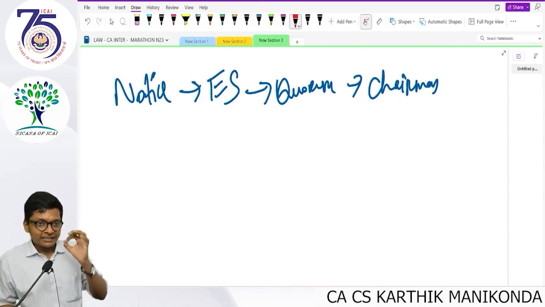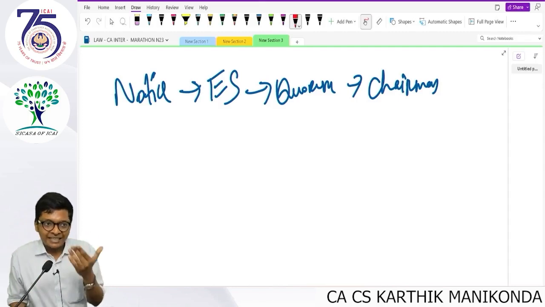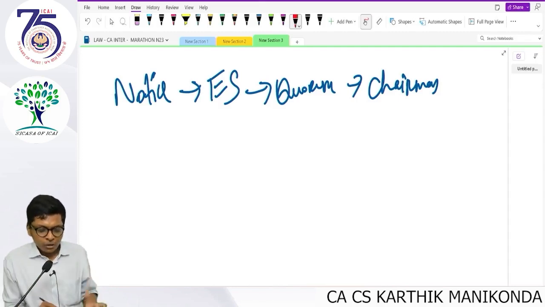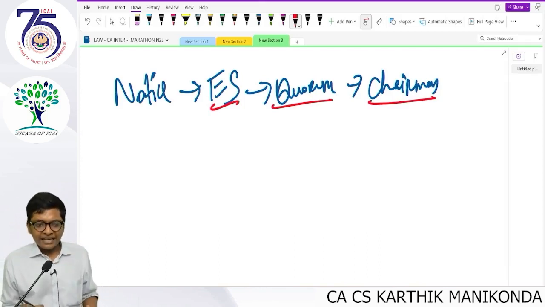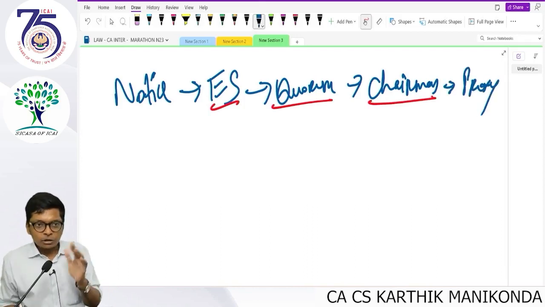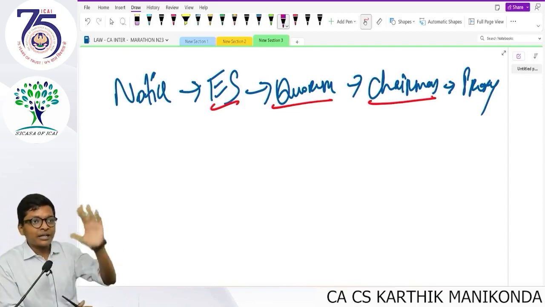Look at the order, guys. First I will send the notice. If the notice is sent, with the notice I will send the explanatory statement. Then I need quorum, and after that I need a proxy. Therefore, if a member can't come, he can appoint a proxy. So the member is not able to come, I'll appoint a proxy. Now look at this. You got this flow, guys.